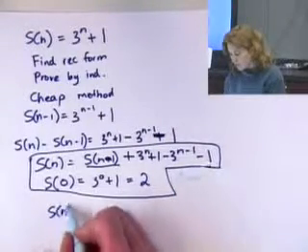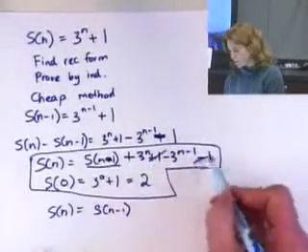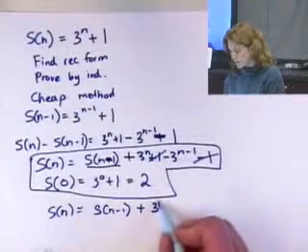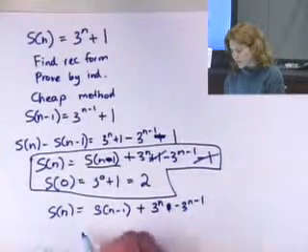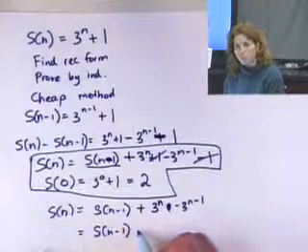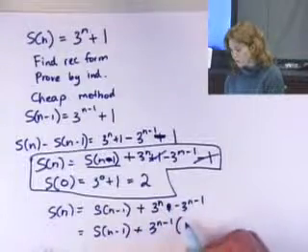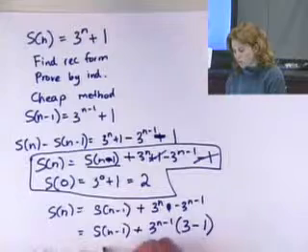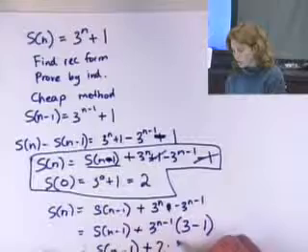So S of n equals S of n minus 1. Let's put the 3's together. The plus 1 and minus 1 cancel. So I do plus 3 to the n, sorry, minus 3 to the n minus 1. I factor a 3 to the n minus 1 out of both of them. So the first one is 3 times 3 to the n minus 1, and the second one is just minus 1 times that. So this is equal to S of n minus 1 plus 2 times 3 to the n minus 1.